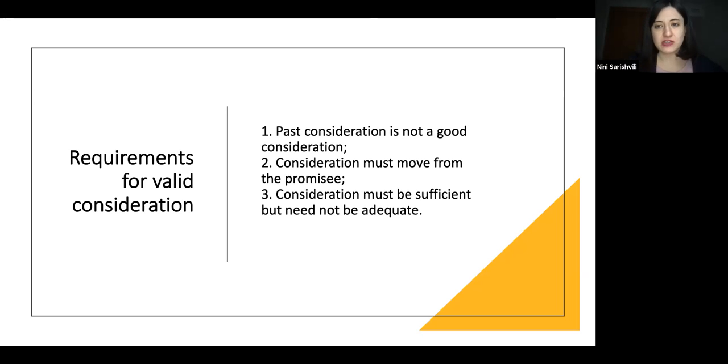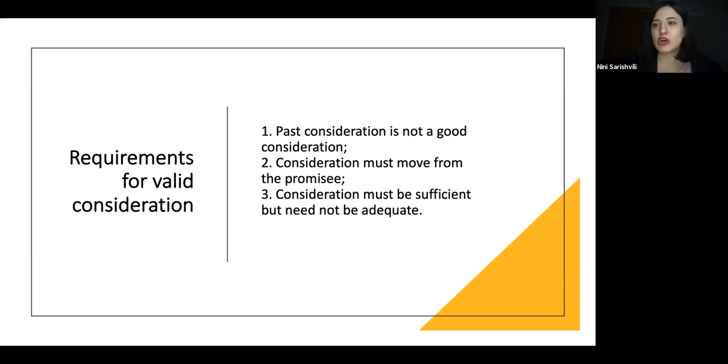Firstly, if it's a past consideration, it's not a good consideration. Past consideration means that it was given in the past. Secondly, consideration must move from the promisee. So if somebody else gave consideration, if somebody else paid for the services and not the promisee, that can be a problem. And thirdly, consideration must be sufficient but not be adequate.